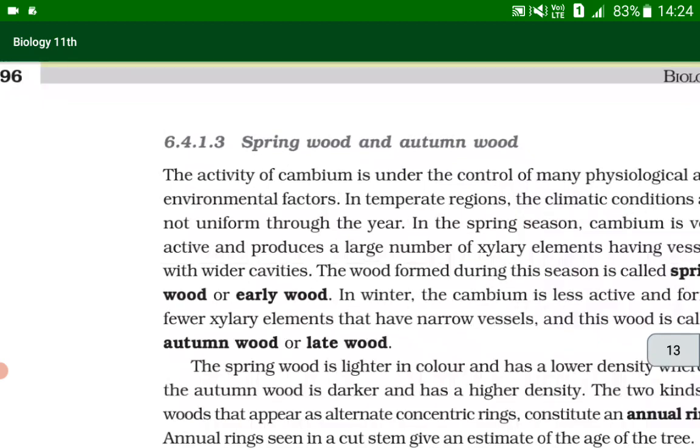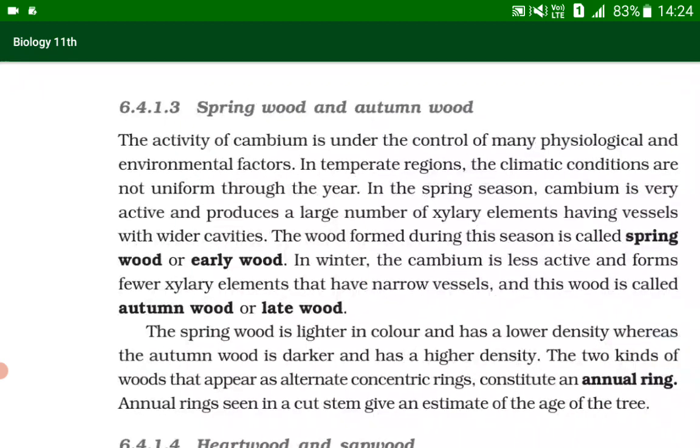6.4.1.3 Spring wood and autumn wood. The activity of the cambium is under the control of many physiological and environmental factors. In temperate regions, the climatic conditions are not uniform through the year. In the spring season, cambium is very active and produces a large number of xylary elements having vessels with wider cavities. The wood formed during this season is called spring wood or early wood.